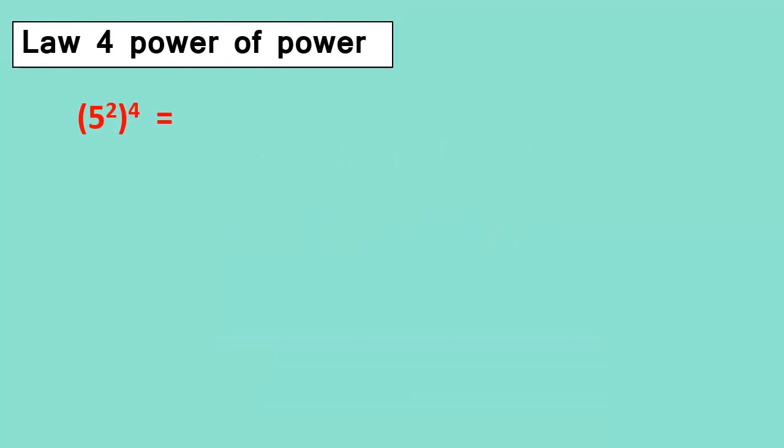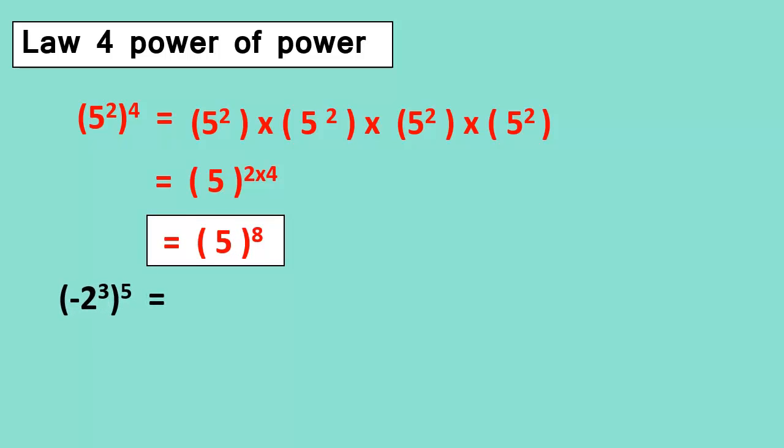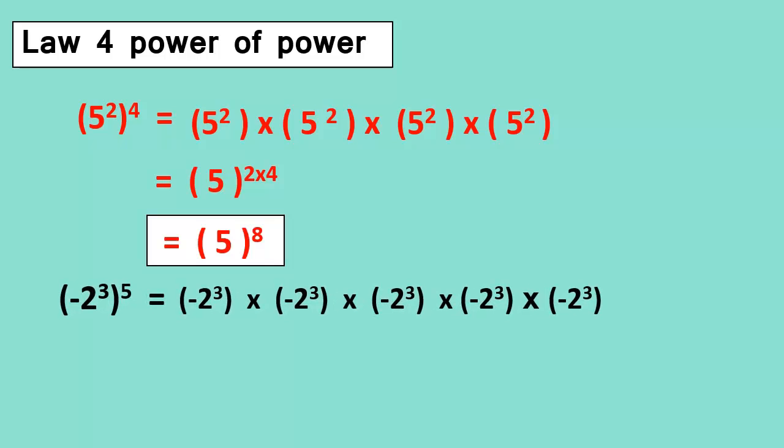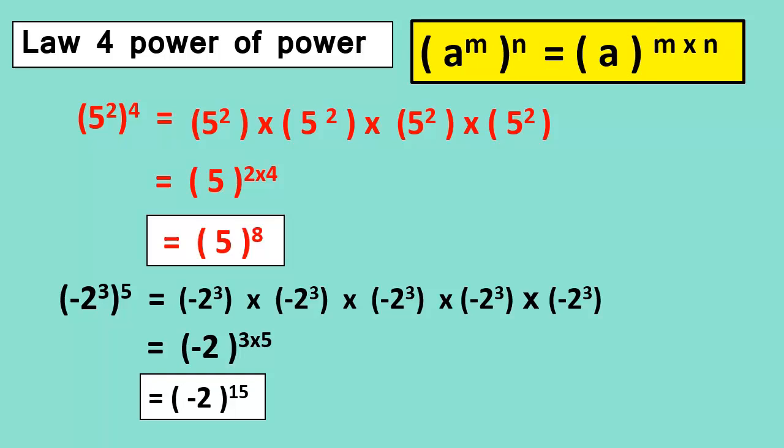Fourth rule. Now this is 5 squared raised to 4, right? The meaning here is 5 raised to 2, 5 raised to 2, 5 raised to 2, 5 raised to 2, 4 times. In short, this is 2 into 4, it becomes 5 raised to 8. Second example, here we take this 5 times. So this is nothing but minus 2 raised to 3 into 5. What we have done here, children? We have multiplied 3 fives, which are 15. That means the rule says if there is a raised to m and again it has a power of n, we multiply the two powers m and n, m into n.